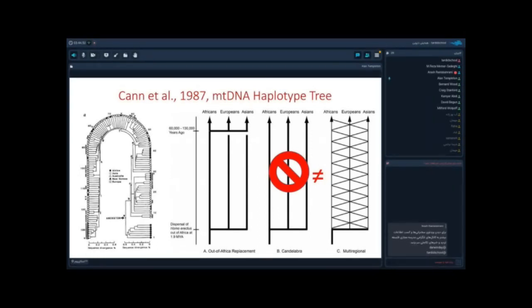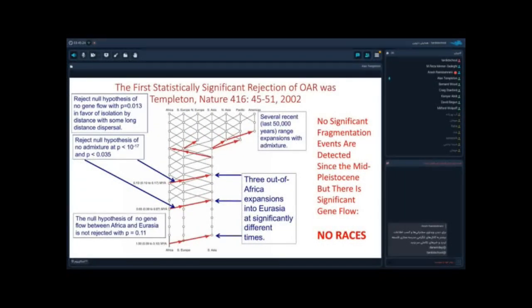And in fact, the multi-regional model is completely compatible with the mitochondrial DNA haplotype data, because even a recent common ancestor for mitochondrial DNA could spread throughout all of the world through gene flow. So in fact, Cann et al. did not eliminate the multi-regional model as was claimed and many people thought. The multi-regional model and the out-of-Africa replacement model were equally compatible with their mitochondrial haplotype data. And this situation kept existing for quite some time.